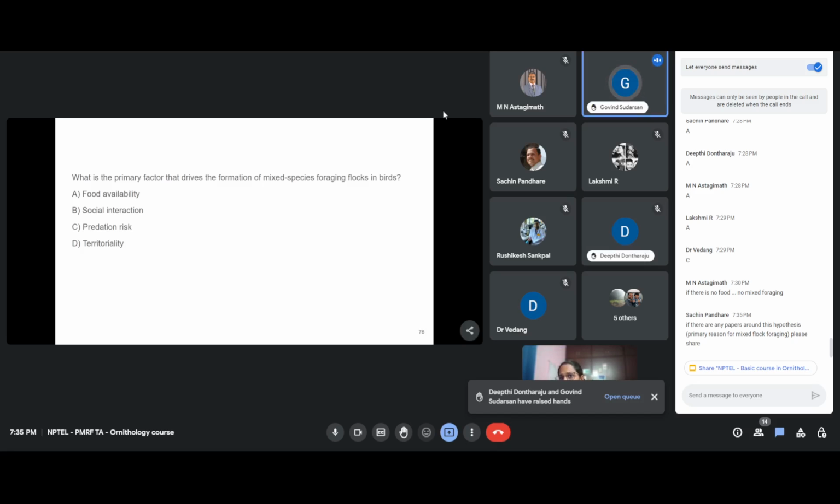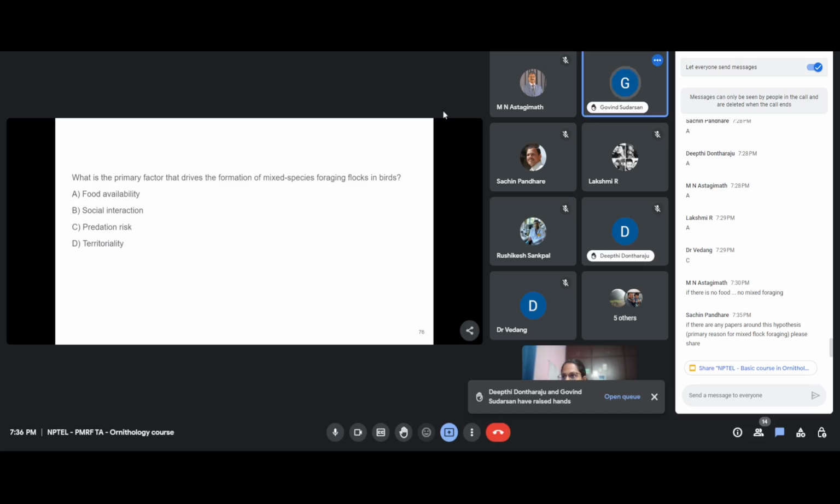Were any of them sentinel species? Well, drongos are usually considered the sentinel species, and they are the ones that alarm call. But there's another interesting thing about drongos, right? They are kleptoparasites, so they fake alarm calls so that they can steal food from other birds as well.